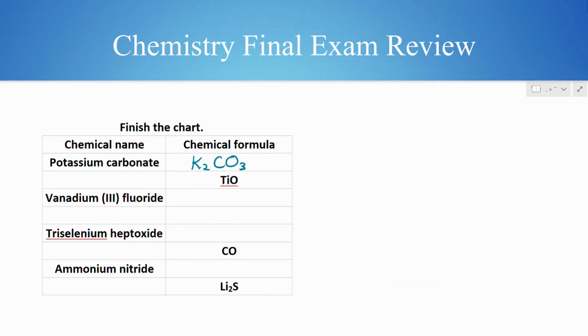We are given the formula TiO, and we need to find its chemical name. Now Ti is titanium, and O is oxygen. Now we know the names of our 2 elements, and now we're going to look at what type of compound this is. Titanium is a metal, and oxygen is a nonmetal. Therefore, we know that this is an ionic compound. We also know that titanium is a transition metal, and so we will be using Roman numerals.